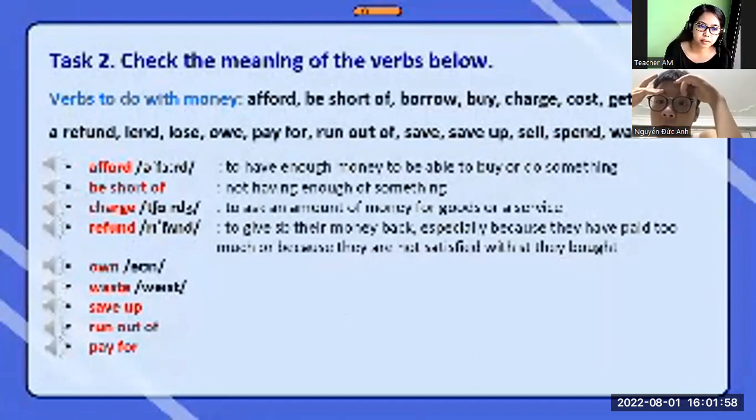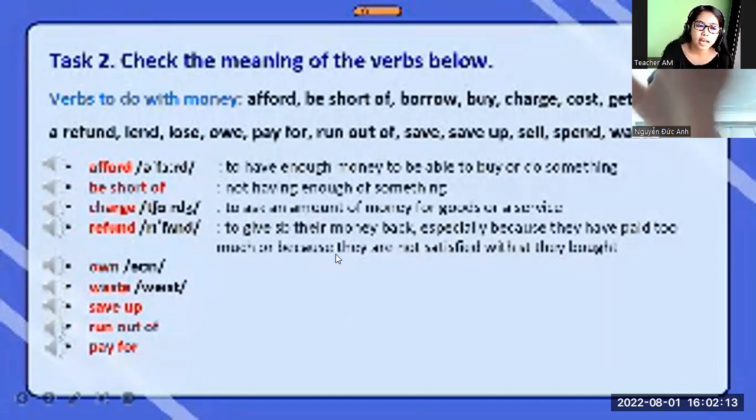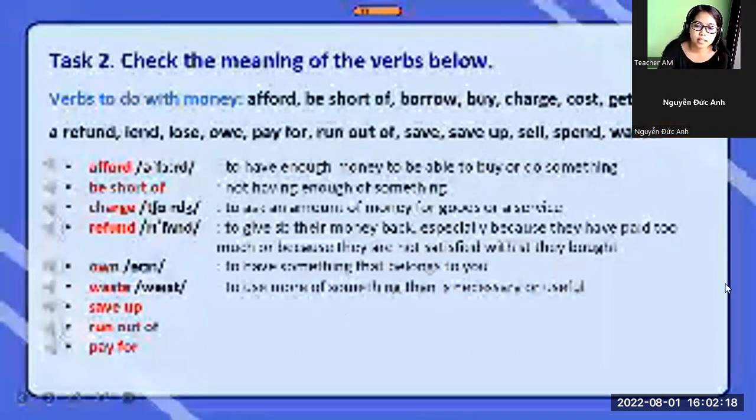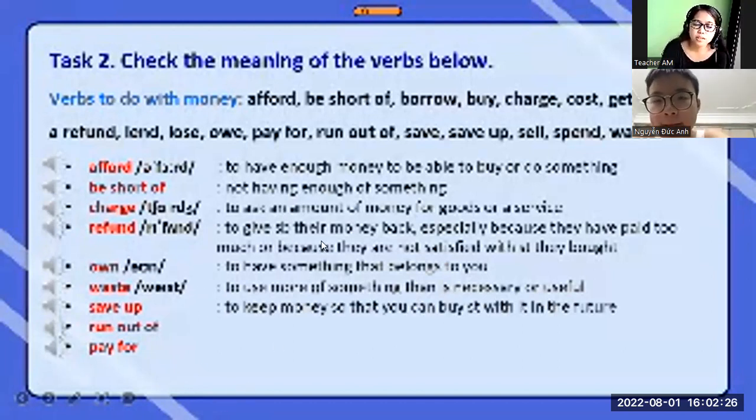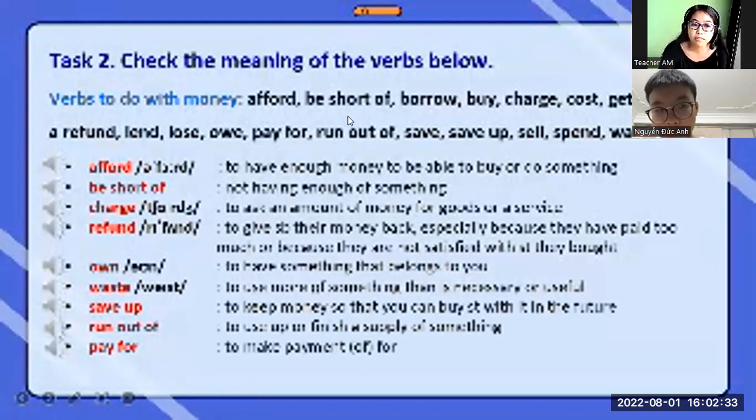To give people their money back, especially because they have paid too much, or because they are not satisfied with something they bought. And own means to have something that belongs to you personally. Waste, to use more of something than is necessary or useful. Save up, to keep money so that you can buy something in the future. Run out of, to use up or finish the supply of something, and pay for, to make payment for.